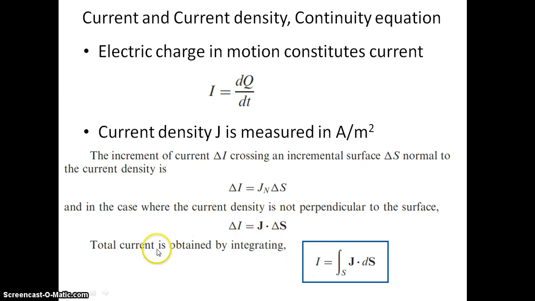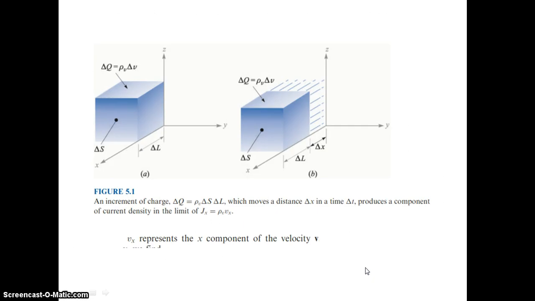If you integrate, the total current is obtained by integrating. So I equals the surface integral of J dot ds. So this is the relation between current and current density. So I equals dq by dt and I equals the surface integral of J dot ds.